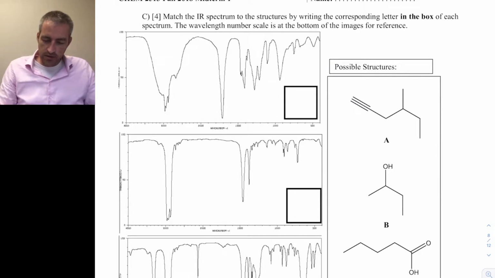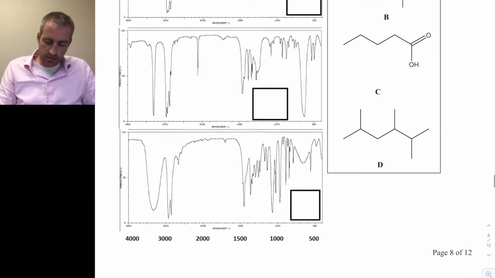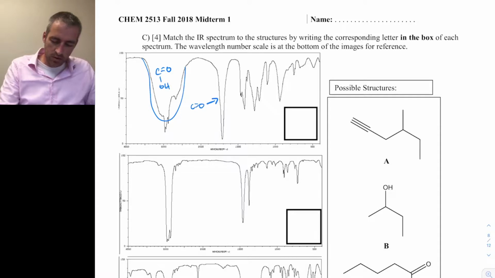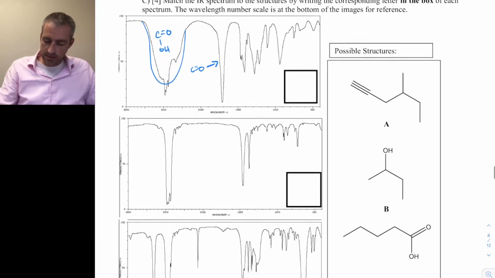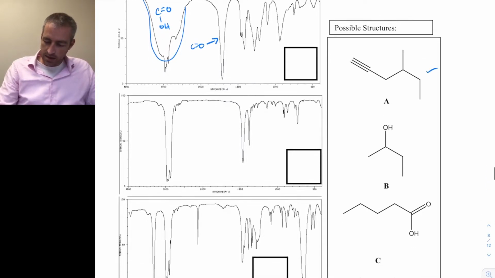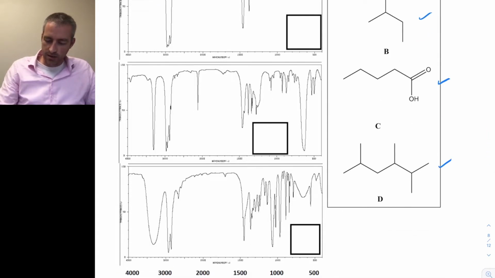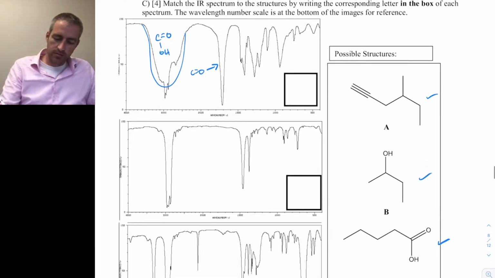Match the IR spectrum. Match each IR spectrum to the structures by writing the corresponding letter in the box. So we look at each one and see what we see in the spectrum. We see this big ugly thing over here, which to me suggests carboxylic acid. That goes along with having a C double bond O. So I would look in the list. I see alkyne, I see alcohol, carboxylic acid, and alkane. So C is the first one.